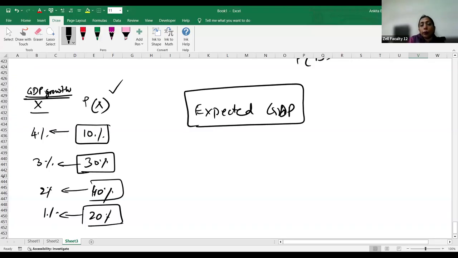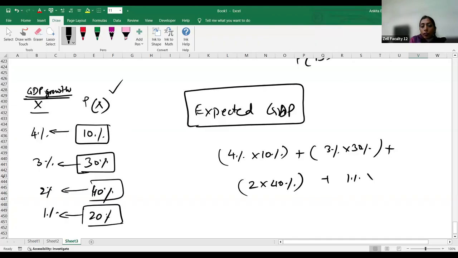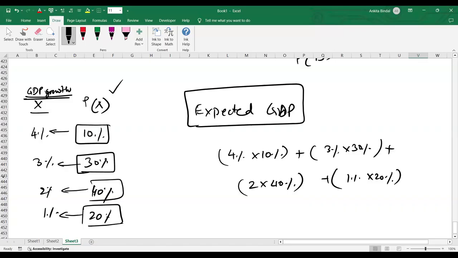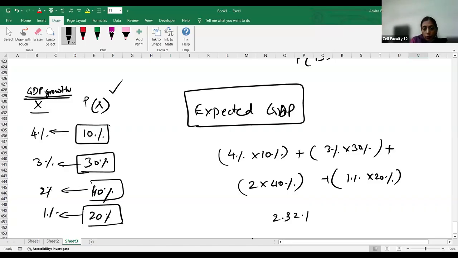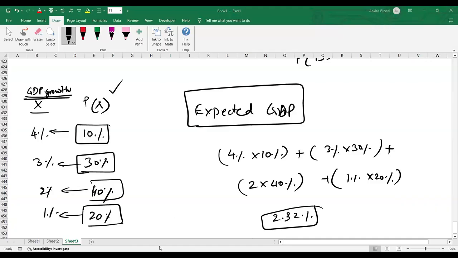So expected level of GDP will be calculated as 4 into 10 plus 3 into 30 plus 2 into 40 plus 1 into 20. How much are you getting? Calculate. 2.32%. Yeah. So 2.32 is the expected value.